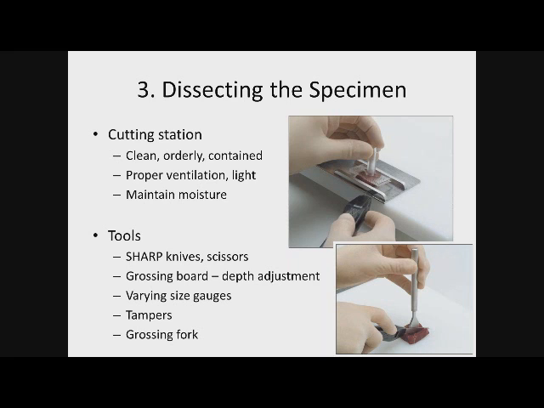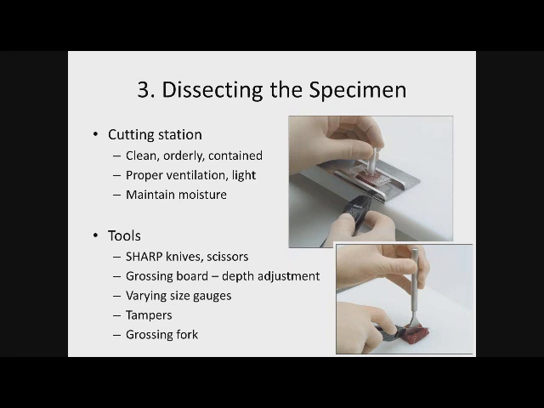The varying sized gauges are shown in the upper image on your screen. The different gauges aid the pathologist in cutting the specimen to a certain width. So rather than freehand cutting, the gauges allow us to cut sections 2 to 3 millimeters wide, and the tampers help hold the specimen in place so there's not a risk of potential cutting into the pathologist or into the grossing technician while they're cutting the specimen. Another handy tool is the grossing fork, which is shown in the lower picture.